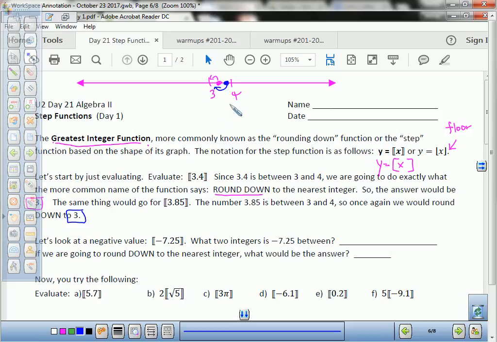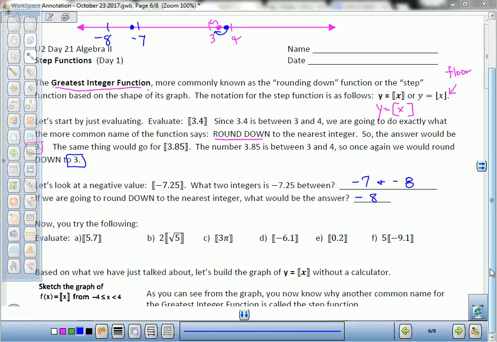Okay? Now, positive numbers, we can figure out. Negative numbers are a little tricky, though. Like this one, negative 7.25. So negative 7.25 would live in between negative 7 and negative 8. So if I round it down, it would round down to negative 8. So it lives between negative 7 and negative 8.